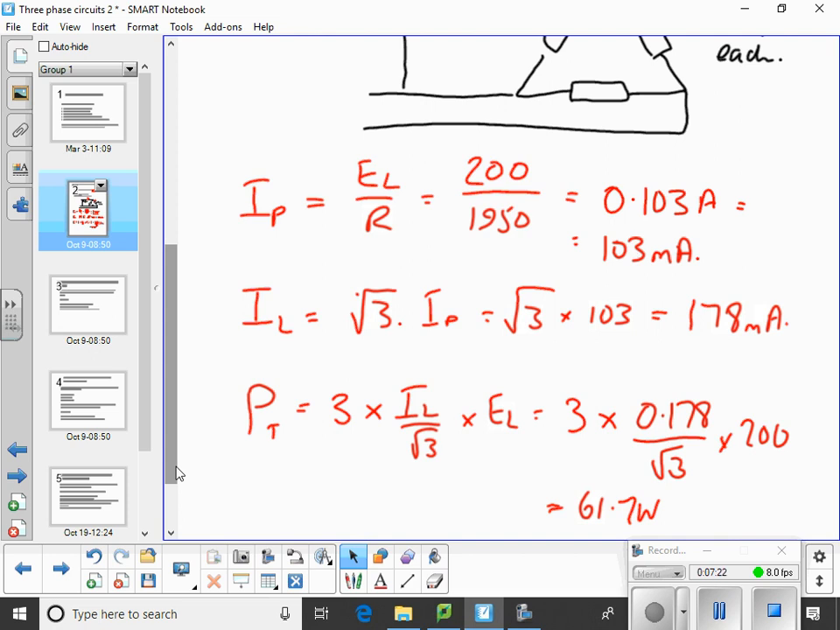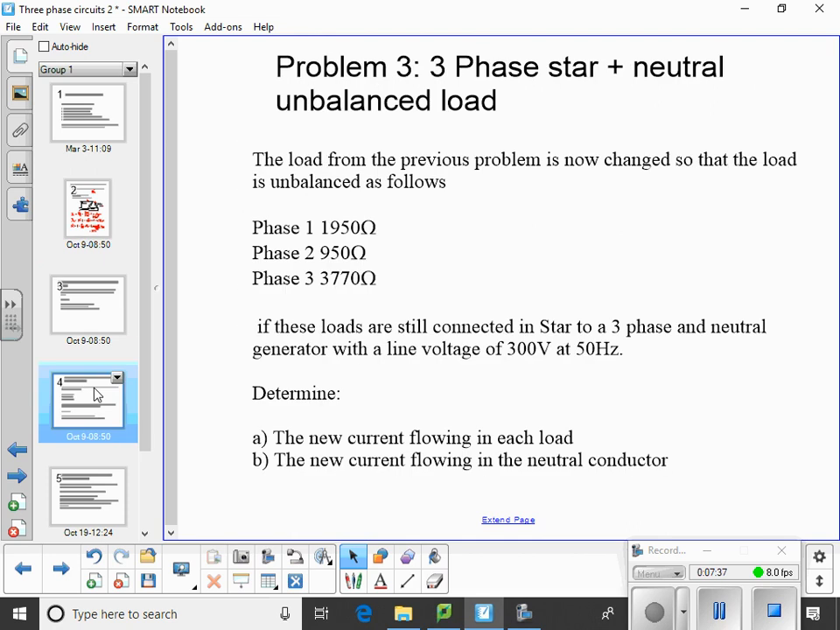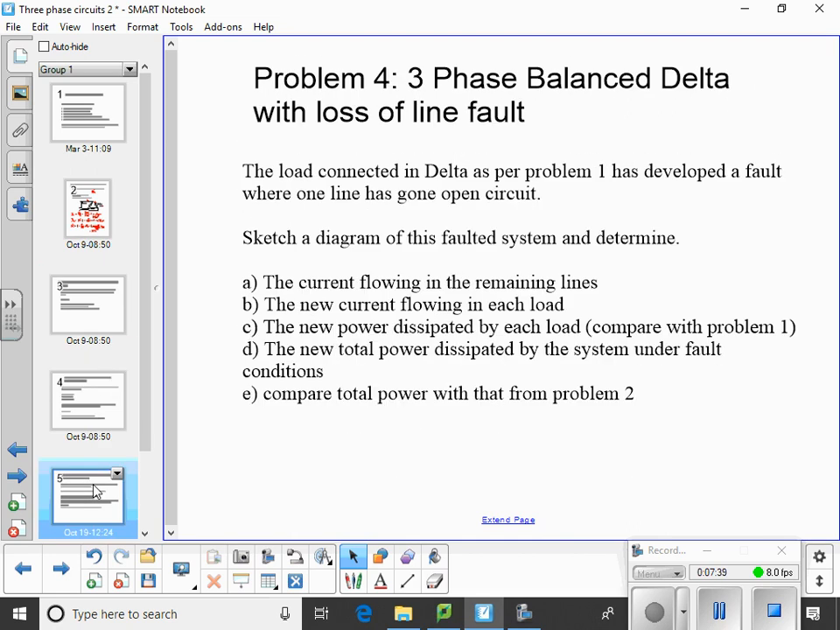Right, we're going to jump forward now. So I think that's the fourth problem, which is three phase star, balanced star, with loss of line. That's two, three, four. Okay, so we're going to have a look at this three phase balanced delta with loss of line fault. So the load connected in delta, as per problem one, develops a fault where one line has gone open circuit. So all I'm going to do over there is take one phase off.